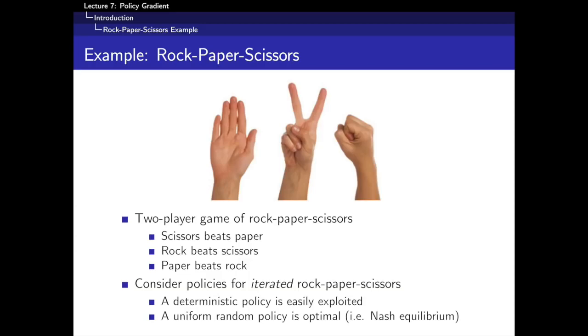And in fact, the only optimal policy in this domain, in terms of a Nash equilibrium, which is the game-theoretic notion of optimality, is to play uniformly at random. Anything else can be exploited, because if you play one choice more often, your opponent will learn to exploit that. So this is an example where the optimal behavior is actually stochastic. A stochastic policy is necessary.